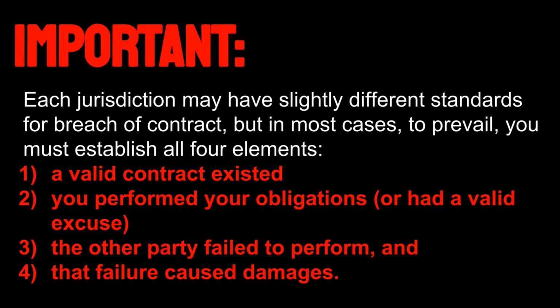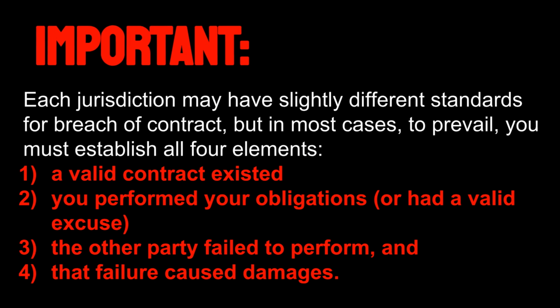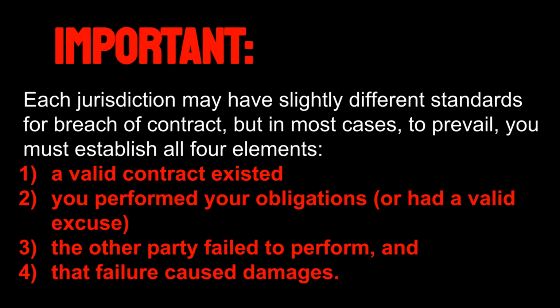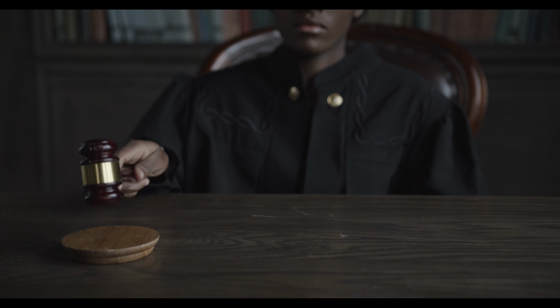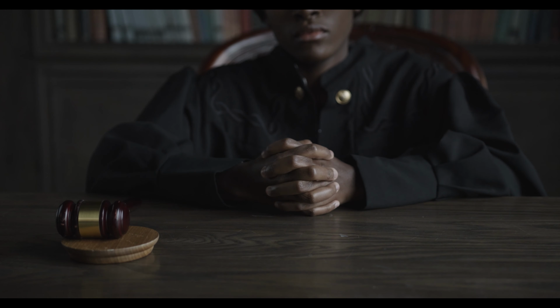all 4 elements. First, a valid contract existed. Second, you performed your obligations or had a valid excuse. Third, the other party failed to perform. And finally, that failure caused damages. If you show sufficient facts for all 4 elements, you have established a breach of contract claim.